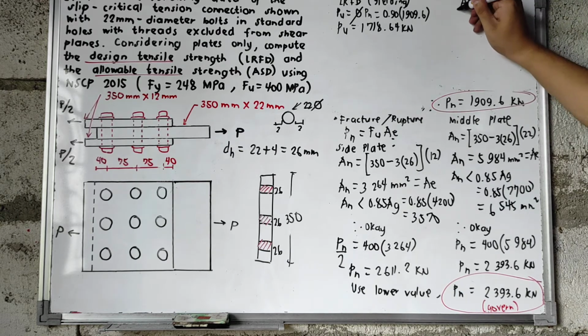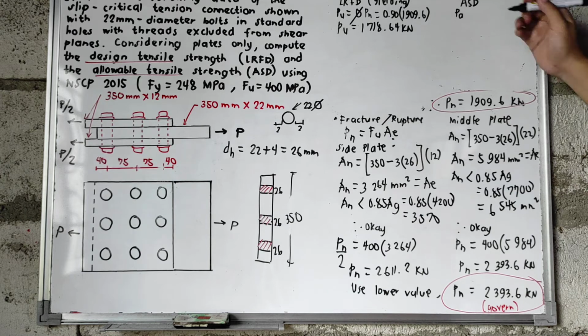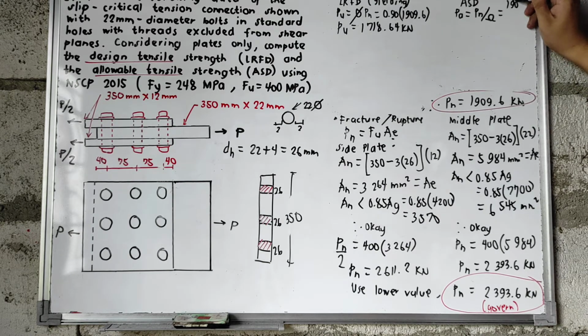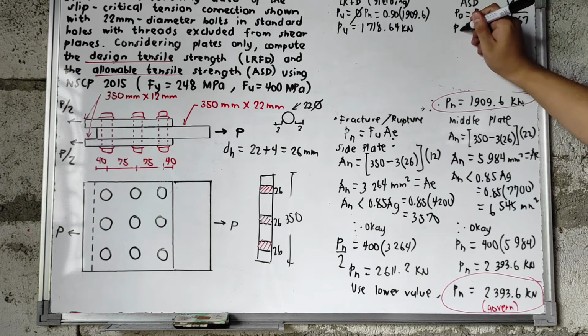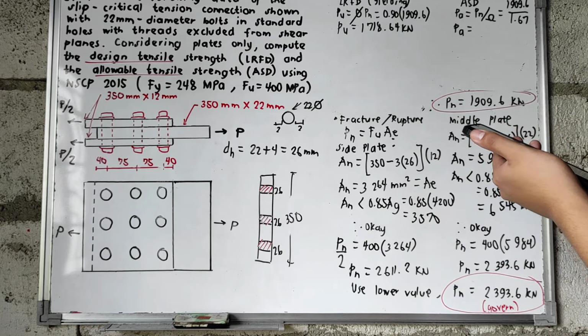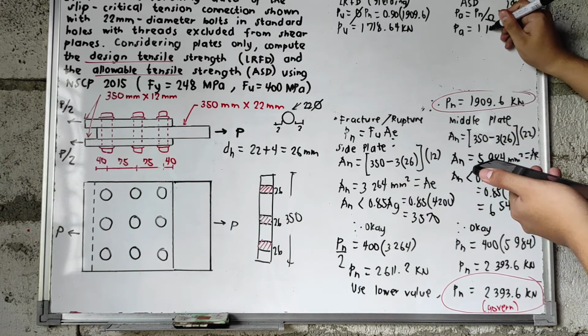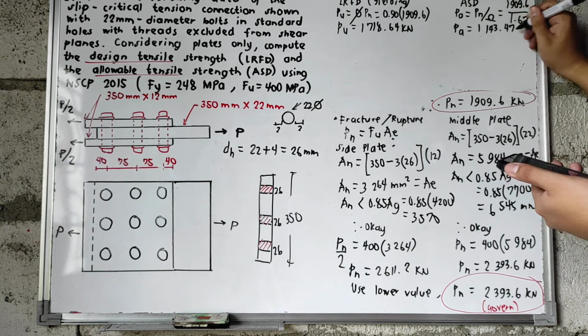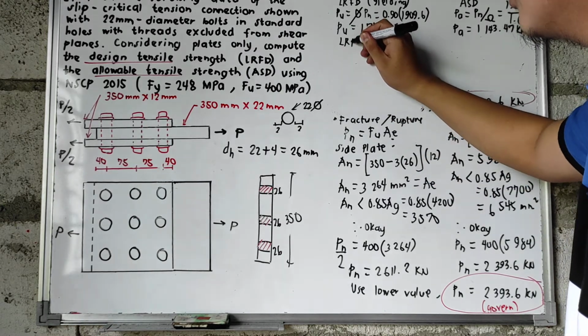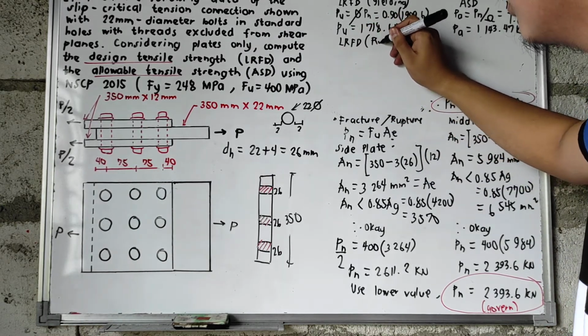So, how about naman sa counterpart niya sa ASD? Yung allowable tensile strength natin, which is denoted by P sub A, that is equal to P sub N, divide natin siya by a safety factor. So, we have 1,909.6, and yung safety factor natin sa yielding, that is equal to 1.67. So your allowable tensile strength, considering yielding, is now equal to 1,143.47 kilonewton.